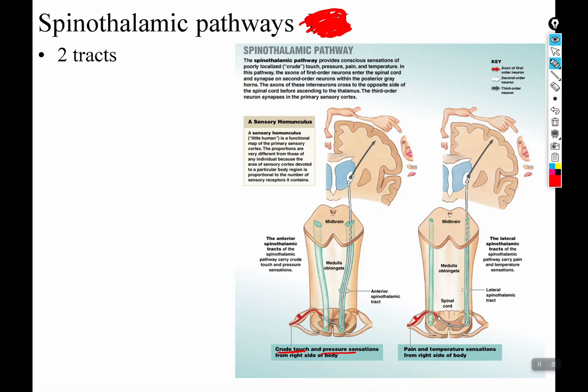So the anterior spinothalamic tract detects crude touch and pressure sensations. So the feeling of being touched, general touch, so not fine touch like in your hands, but just like, are you wearing clothes and you can feel them? Are you feeling the pressure on your bottom of sitting in a chair? Those kinds of things. And then the lateral spinothalamic tract is for pain and temperature. So 2 different tracts for 2 different modalities.